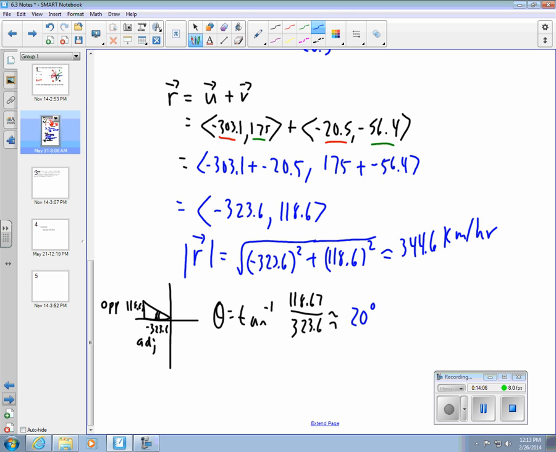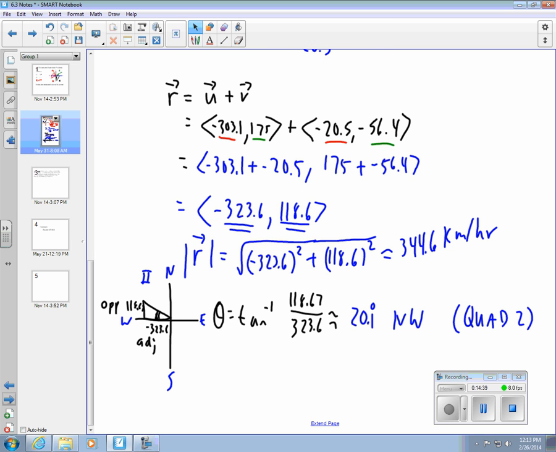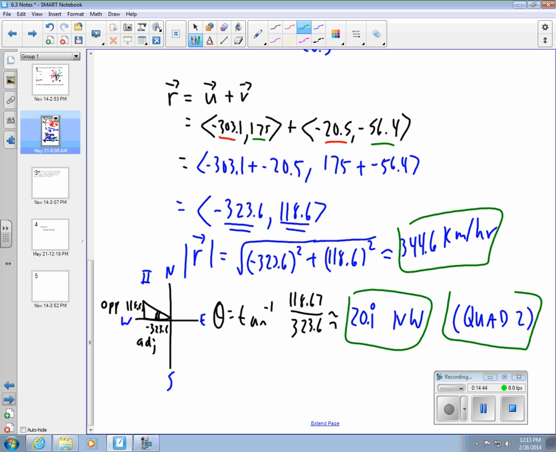So, and I'll go out to the nearest tenth here as well, 20.1 degrees there. And we also know, because of our vector coordinates there, a negative and then a positive, we're over here in quadrant 2. So if we're in quadrant 2 there, we know that we have to be in the direction of northwest. Or some of you might say quadrant 2. So these are all good parts of your answer there.